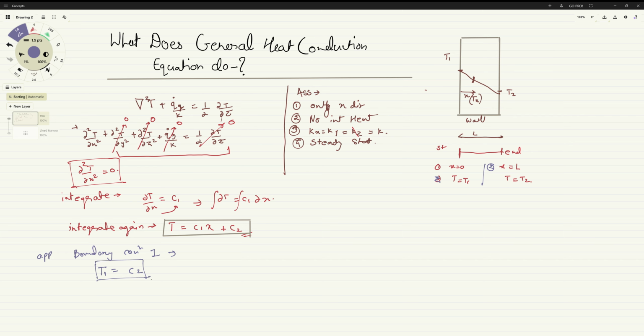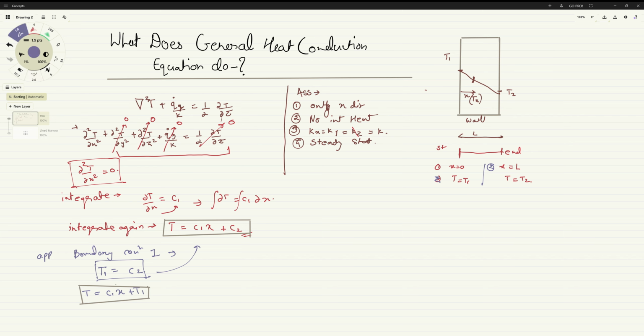Now let's put in the value of C2. There's a C2 in this equation. Putting the value of C2 in this equation, we get T equals C1 x plus T1. This is the new equation that we got. Now let's apply boundary condition 2 to this equation to find the value of C1, which is at x equals L, T equals T2.